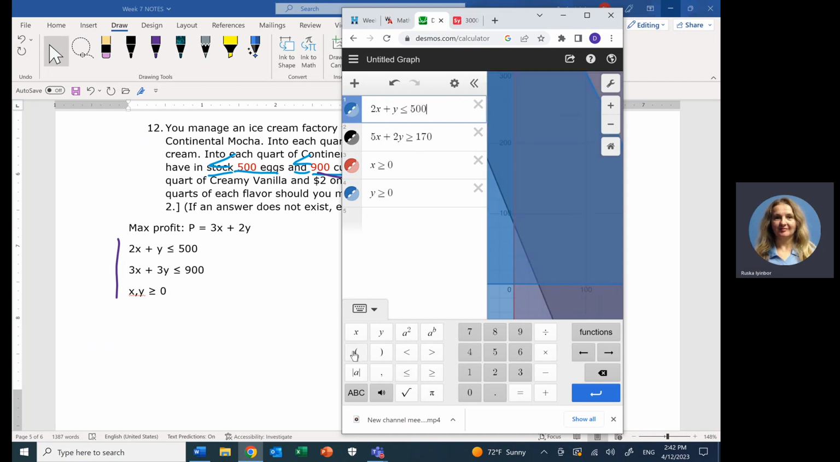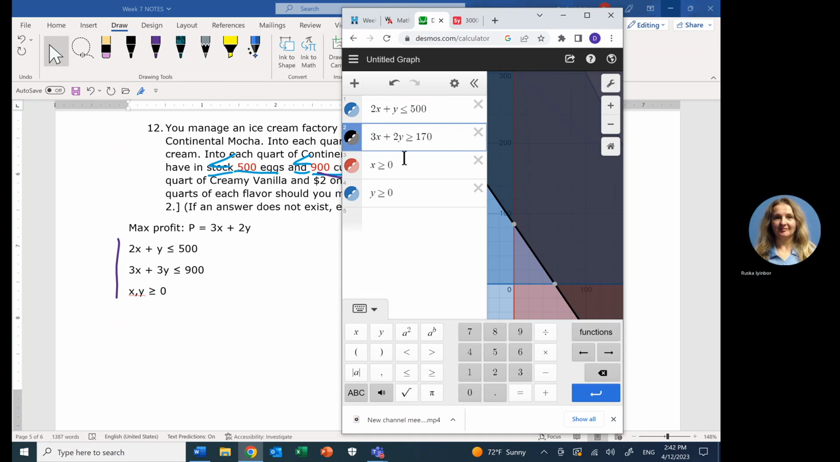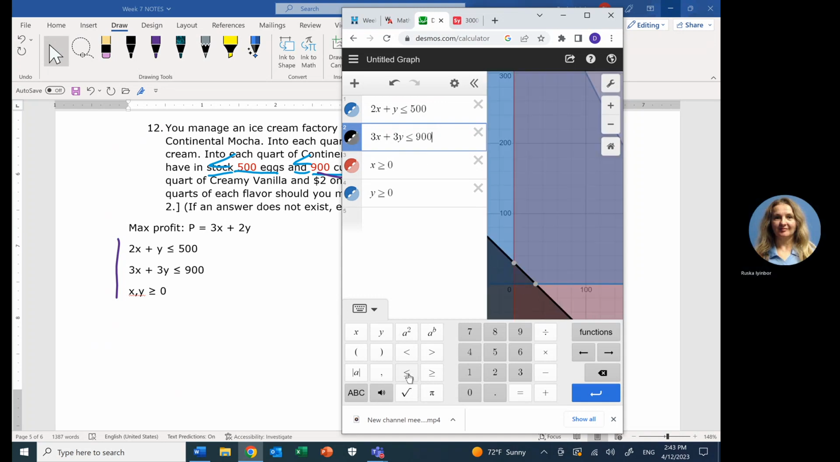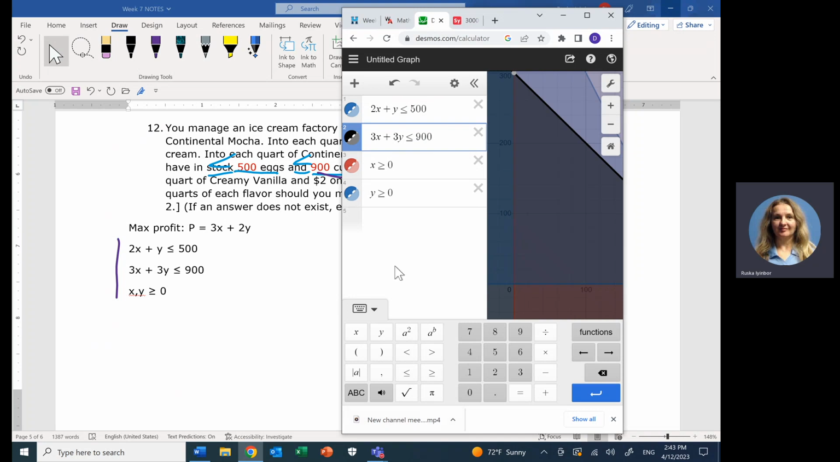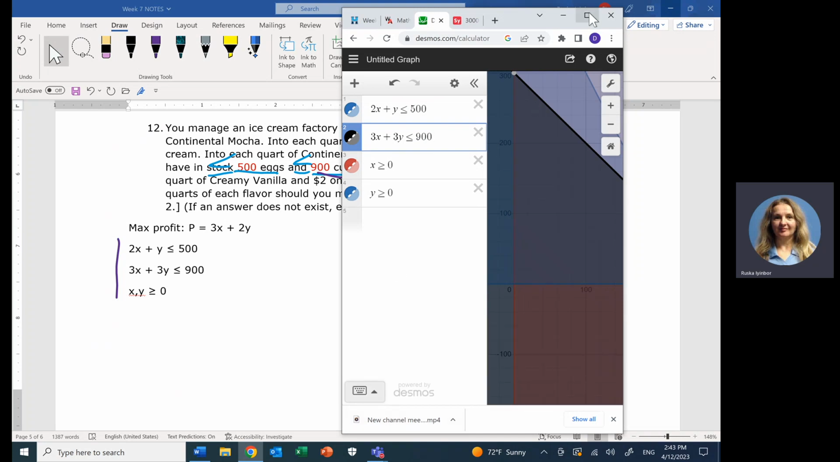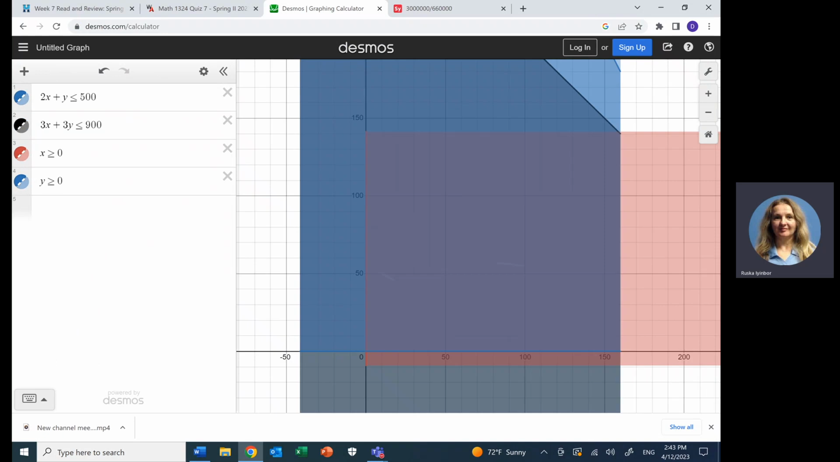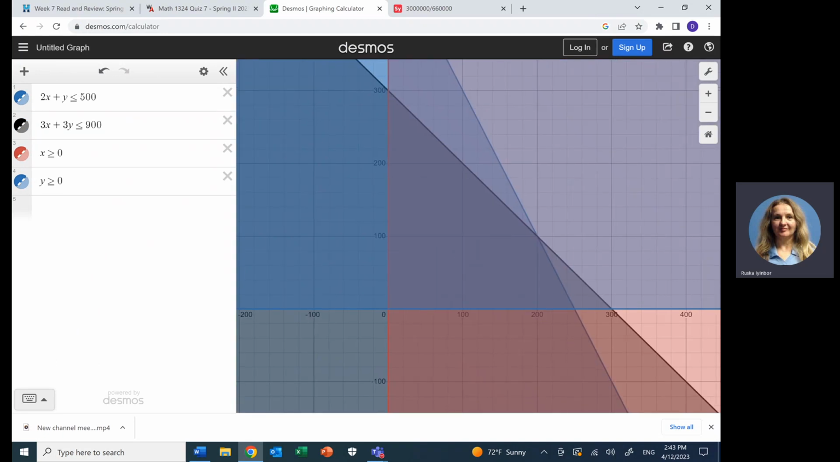500. And then you have 3X plus 3Y. You're changing the second one. Has to be less or equal 900. And then, of course, you have the other one, which is X and Y are positive numbers. And then looking at my picture, this is what you have.